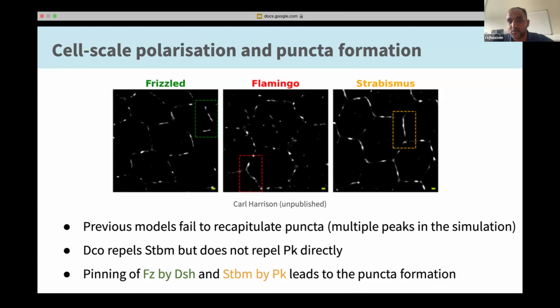So it would be interesting to look at those structures. Yeah, sure, thank you.